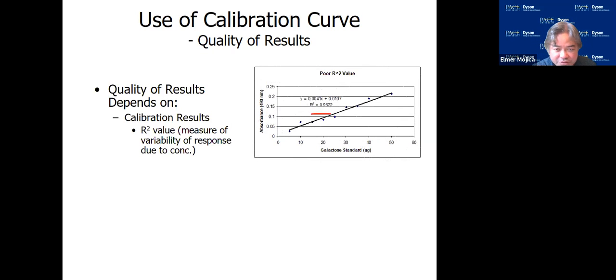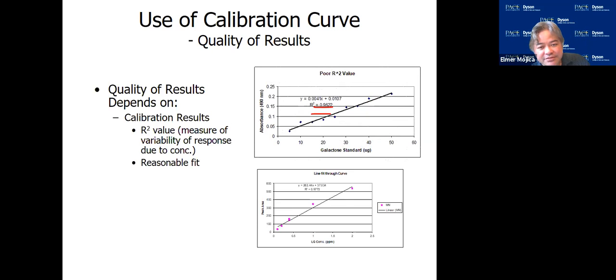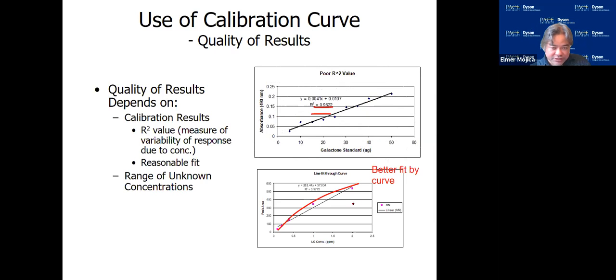Now, if it's not close to 1 like this one, you will see that the set of readings of your standard is not really a straight line. So sometimes, maybe this one is not applicable as linear, you can change it to a log, and the curve might be a better fit for that.